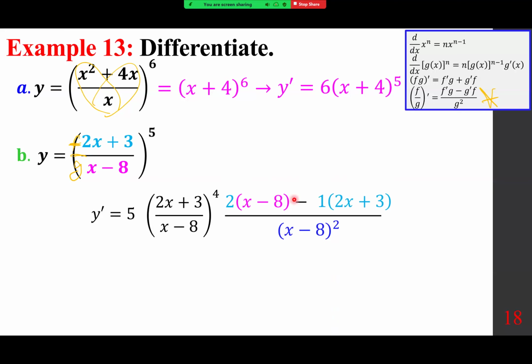We are going to simplify this last fraction. The numerator is 2x minus 16 minus 2x minus 3. And these two cancel each other. These two add up to negative 19.